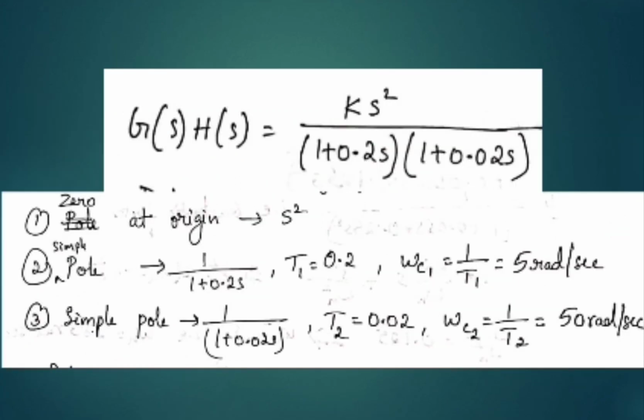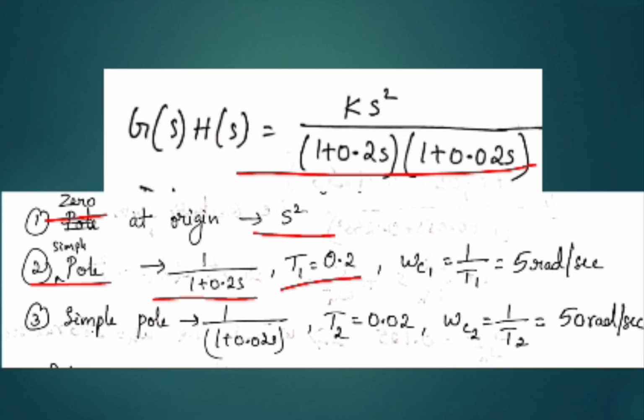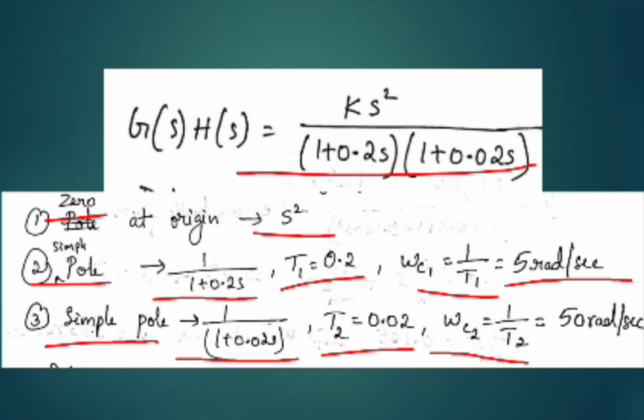Now let's find out the corner frequency of each of the poles and zeros in the equation. So first, coming to the zero at origin, we have s square, and then simple pole, that is 1 divided by 1 plus 0.2 s, that is T1 is equal to 0.2. Omega c1 is inversely proportional to T1, which is nothing but 5 radians per second. And the second simple pole is 1 divided by 1 plus 0.02 s. The T2 value is 0.02. Hence, omega c2 value will be equal to 50 radians per second.